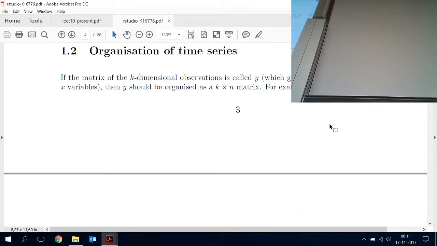Usually, if you have a lot of multivariate observations, what would you do? Each row would be one time point, one observation, and then each column would be the different variables that you're observing. That's, at least in most cases, the typical thing you do. Whenever you get a new observation, you write a new line.